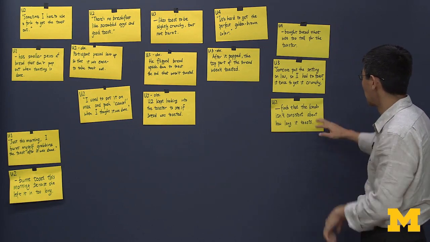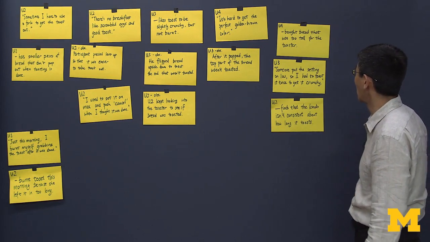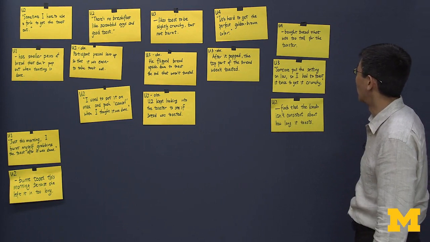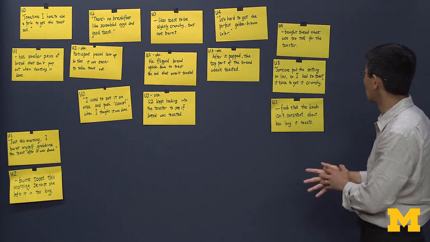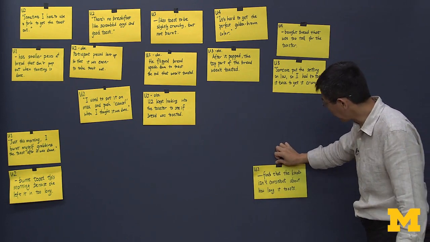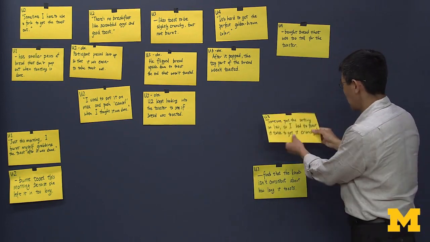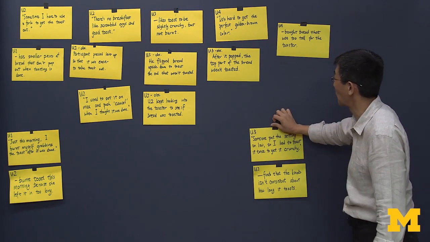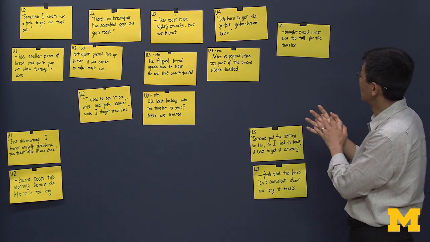Let's see, here's one that's about the knob not being consistent about how long it toasts. Someone put the setting on low, so I had to toast it twice. So these seem related in that they're both about instances where the toast was not toasted all the way, or it's hard to get the right amount of toast.